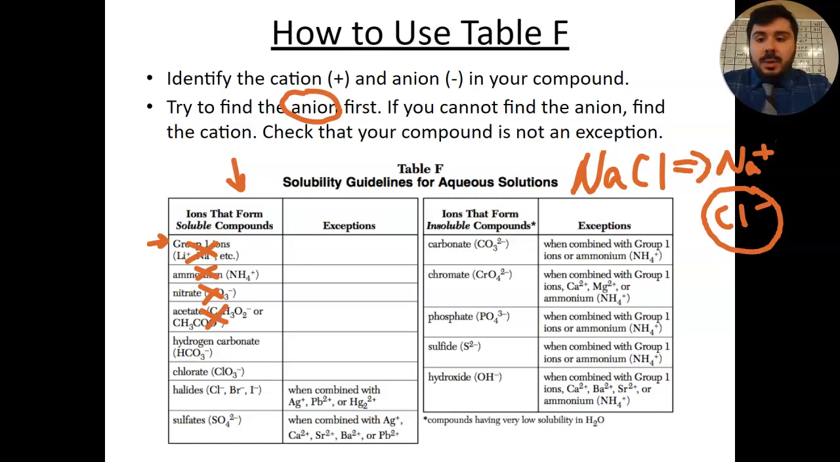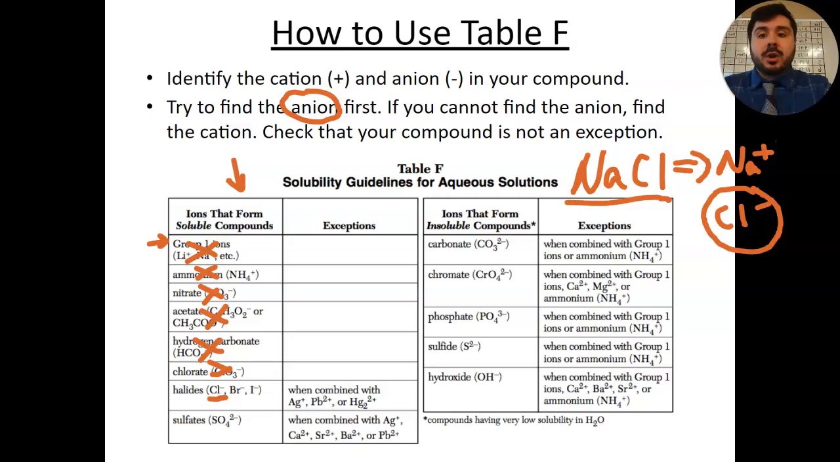Is Cl- hydrogen carbonate? Nope, it's not HCO3-, so we keep moving on. Is our Cl- ion chlorate, ClO3-? Nope. Lastly, or second to last here, halides. Is our Cl- a halide, which is a Cl-, a Br-, or an I-? Oh, look at that. Yes, it is a halide. We see our Cl- as an option right here. So before we do anything, so far we can determine, since our negative ion, our anion, has appeared in the soluble compound side, that our compound NaCl as a whole is soluble in water.